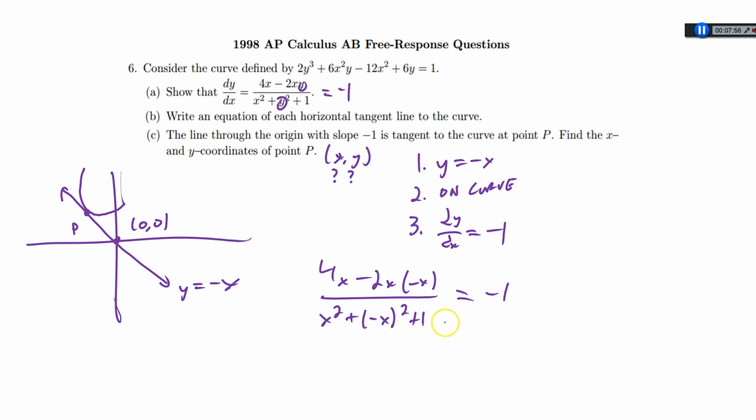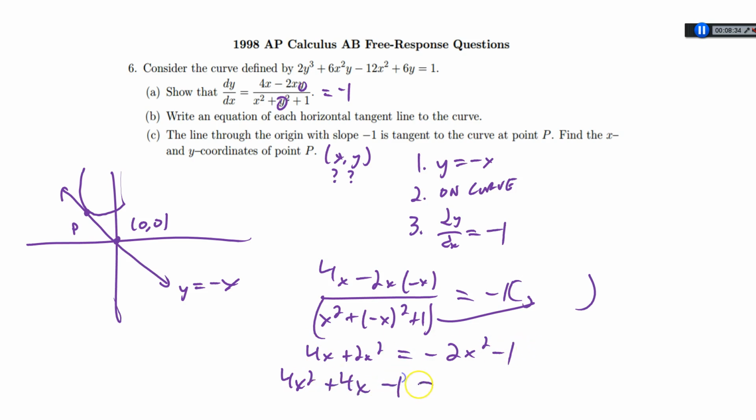So I'm going to multiply by the bottom. I'm going to combine two steps into one here. We got 4x plus 2x squared equal to -1 times this whole mess on the bottom. I have x squared plus x squared, that's 2x squared. Multiplied by -1 is -2x squared. 1 times -1 is -1. So all I did was take this whole bottom, bring it over here, and multiply by -1. So -2x squared minus 1. Now let's get it all on one side. 2x squared plus 2x squared is 4x squared. And then 4x squared plus 4x minus 1 equals 0.